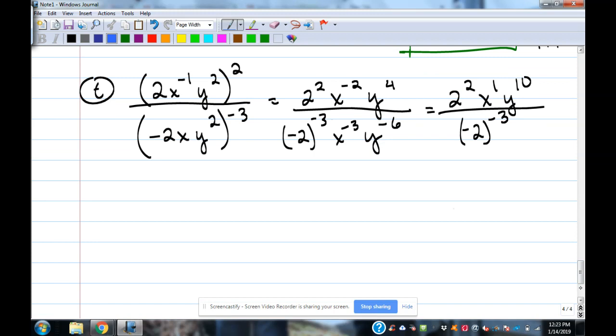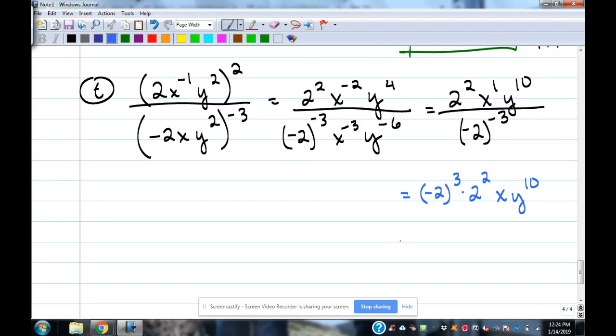So what happens now? How do we fix the negative exponents? It's on the bottom already, so I'm going to move it where? To the top. So I got -2 to the +3, and then 2 squared is going to stay up there. It's got a positive exponent. X stays up there. It's got a positive exponent. What about the y? Does it stay there or go down? It's already positive, so you don't move it.